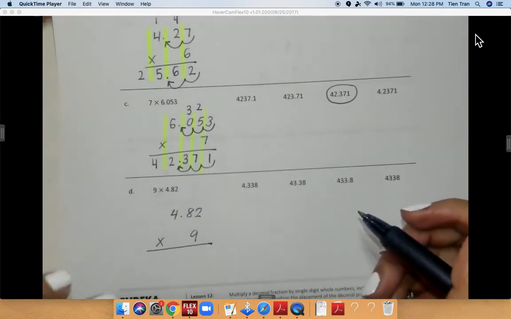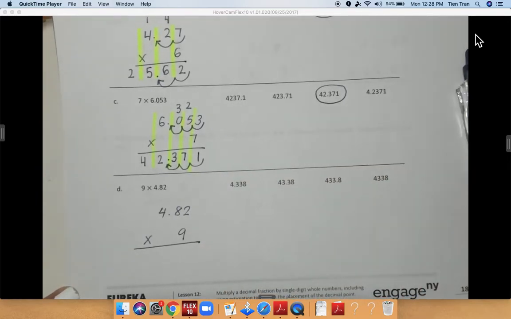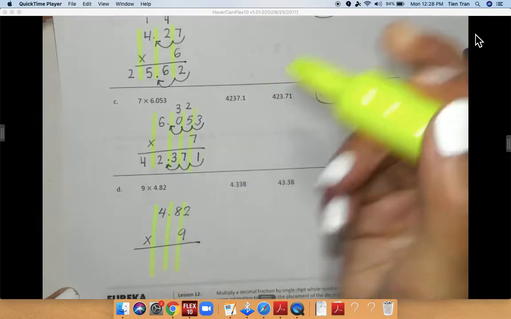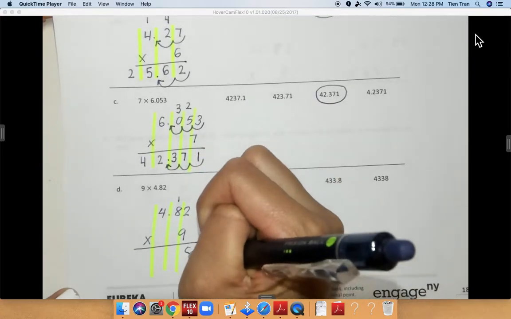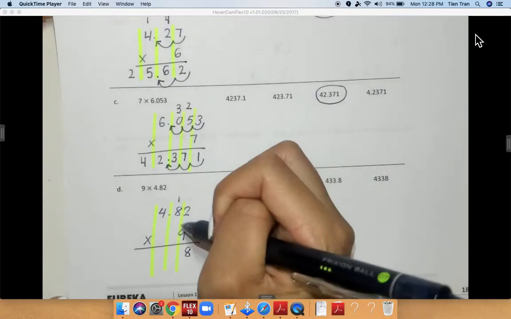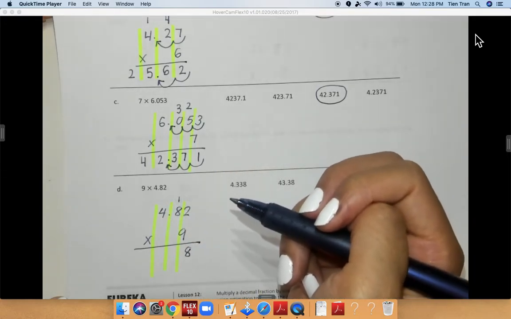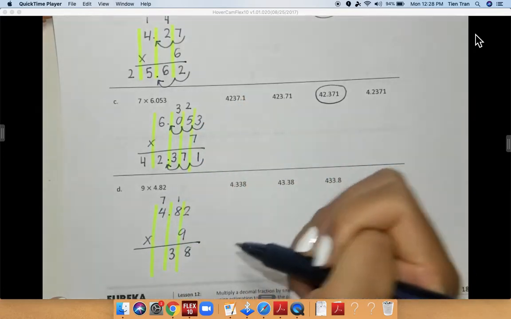Now, I'm going to move on to problem D. For problem D, they asked me to multiply. So I'm multiplying 4 and 82 hundredths times 9. 9 times 2 is equal to 18. 9 times 8 is equal to 72. 72 plus 1 is equal to 73.